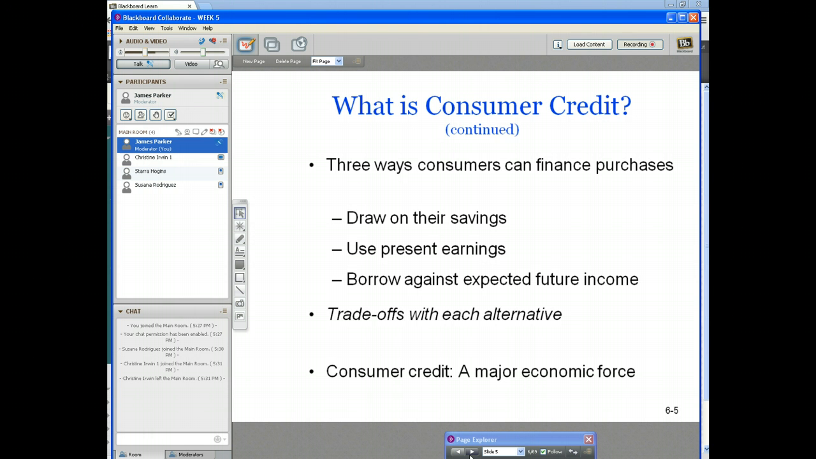So anyway, there's a ton of money to be made in this, and a lot of the procedures and things that are done in consumer credit, believe it or not, are kind of illegal in most states.